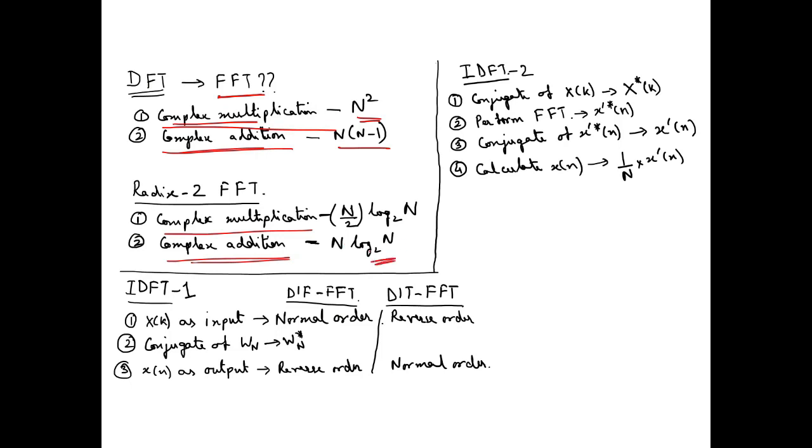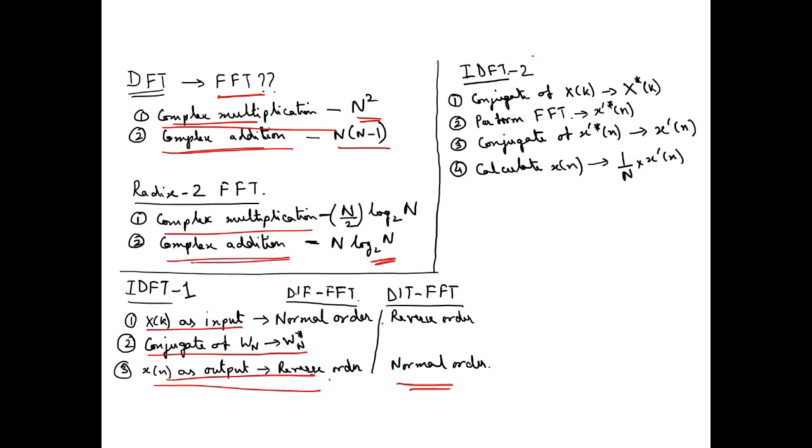So there are two methods of performing IDFT. I have already told you, we take xk as the input, we take the conjugate of the twiddle factor, then we get the output in the reverse order or the normal order, whatever we talk about. So DIF-FFT it would be in the reverse order, DIT-FFT it would be in the normal order.